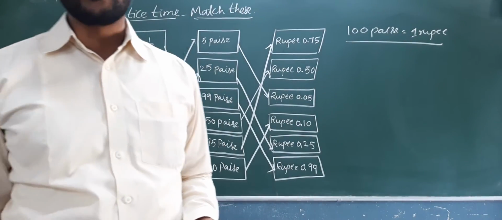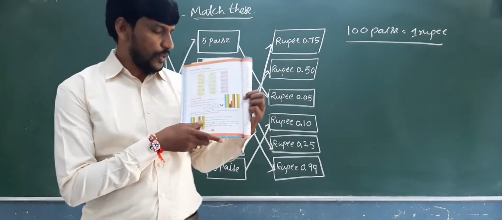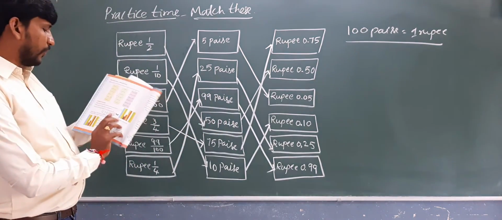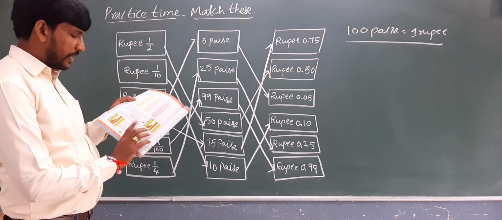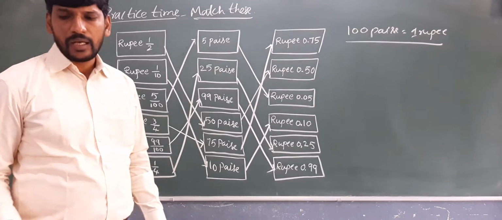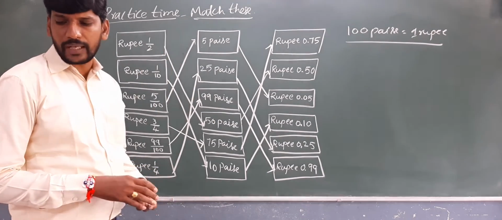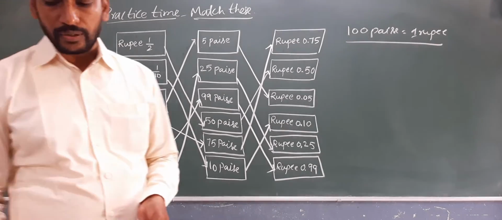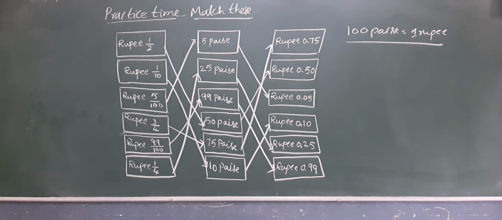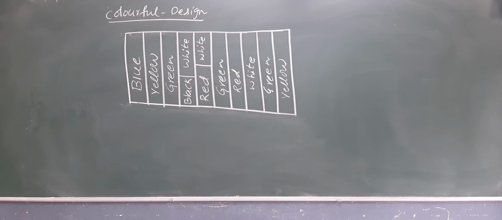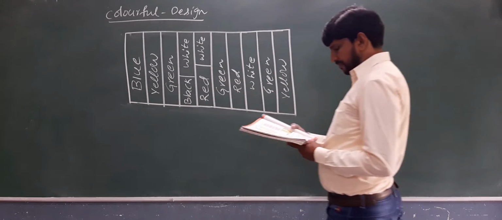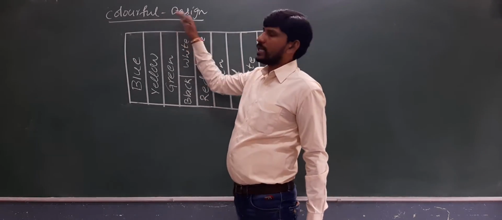Okay, all of you open page number 140. This is your colorful design. This we are going to discuss now. Okay, now I am going to draw on the board. Please look at your textbook. Right, children, listen here. On page number 140, you have the colorful design.